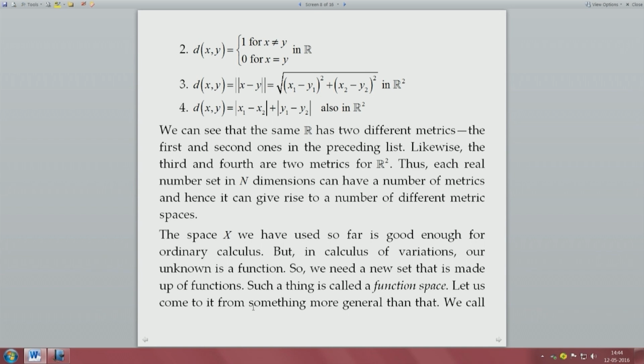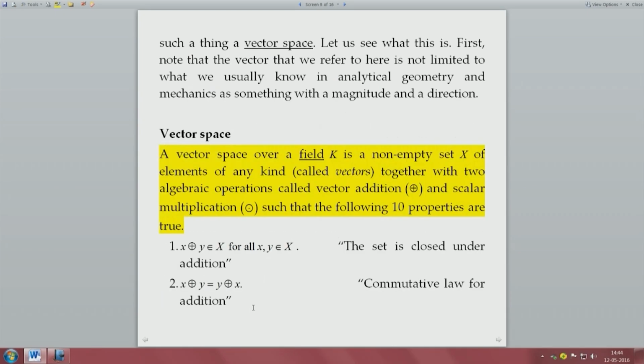So, the function space that we talk about is also a space such as this one, but we want it to be a little bit more general than what we just defined as a metric space. So, we go to what is called a vector space.